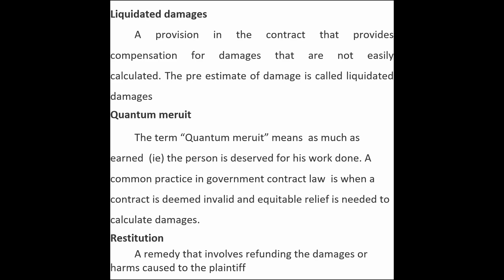And then quantum meruit. Quantum meruit is the compensation given either by a person, by a government, or by some contractual law. There is money involved, based on how much loss they have suffered. So based on those laws, we are giving some compensation in the form of finance, property, or a house, whatever it may be. That is called quantum meruit.